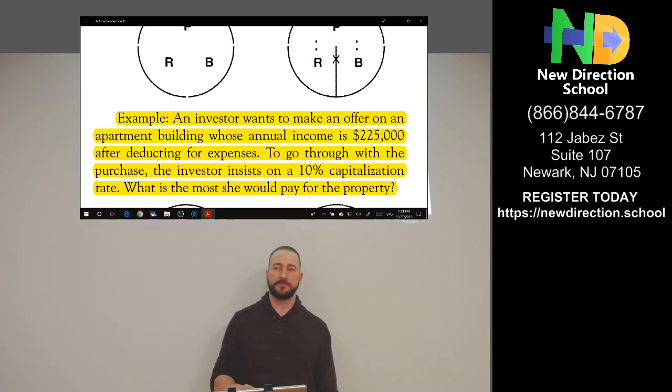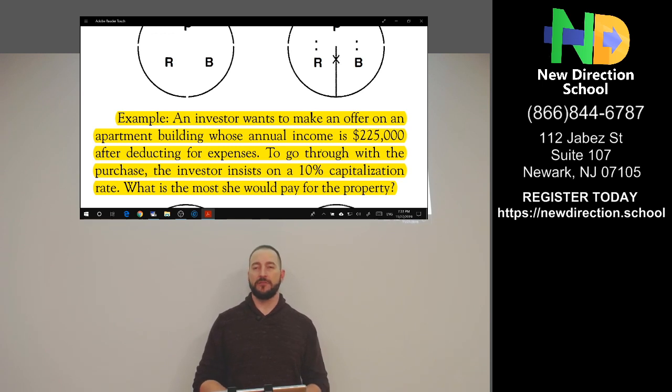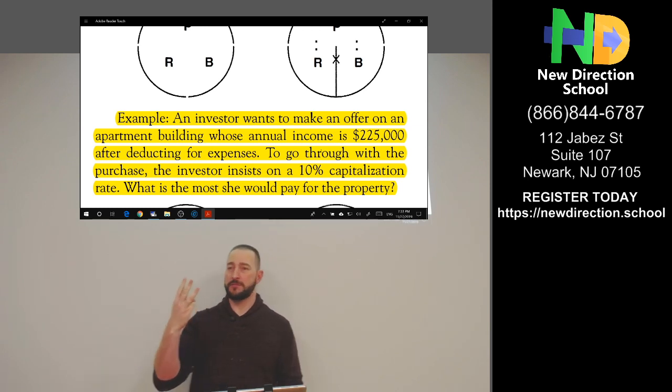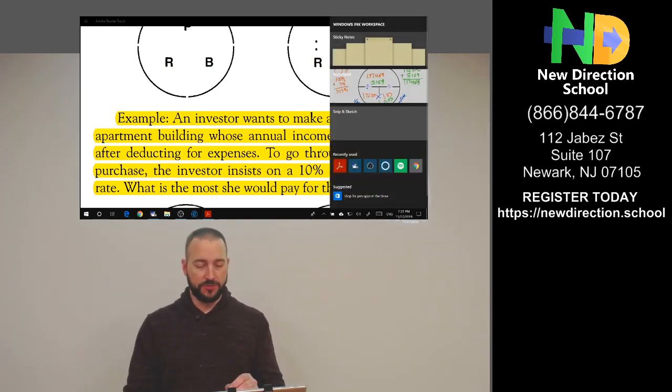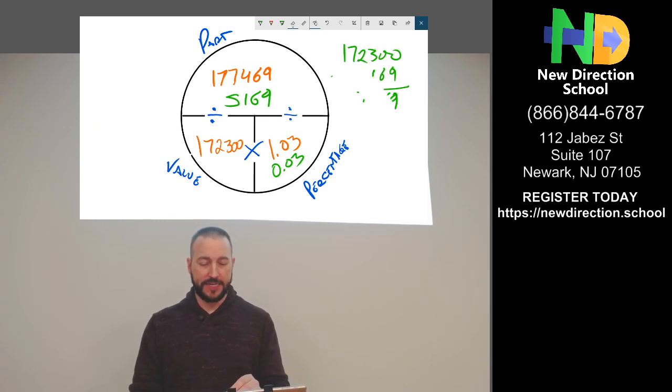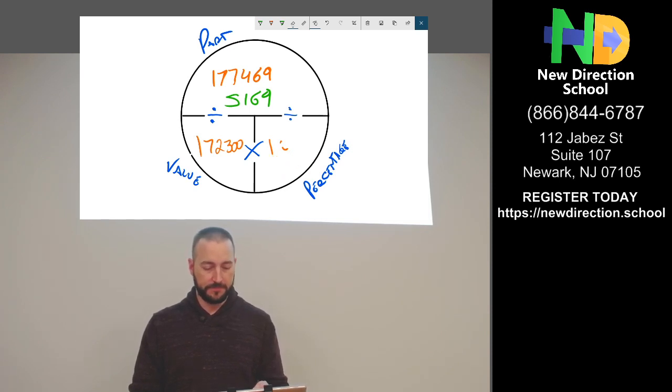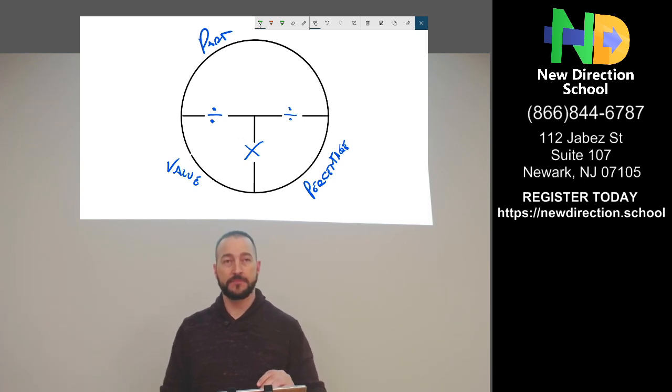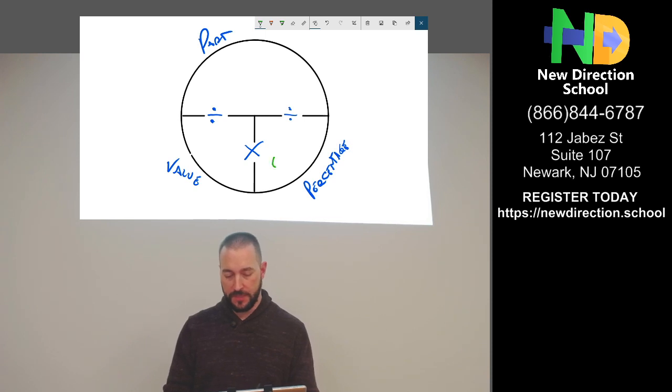Now, I want you to look at the question and tell me how many numbers we have here. 2. So we have 2 elements, and we're looking for a third element. Yes? I don't need you to remember the formula. I just need you to remember the steering wheel. And if you look at the cheat sheet I gave you, where does income go? Part, right? Right on top. And where does rate go? Always? Percentage. So they want 10%, so 0.1.